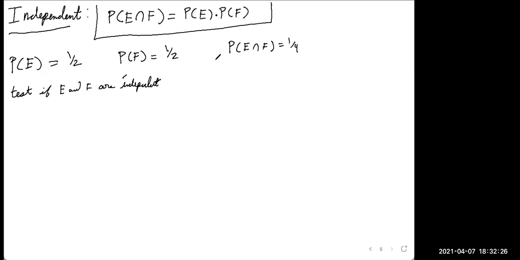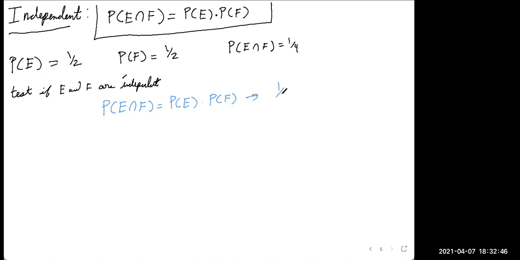Okay, so let's see if they're independent events. The way to test this would be to simply multiply them. So it says that their intersection is the same thing as multiplying them. And so let's see if that's true.